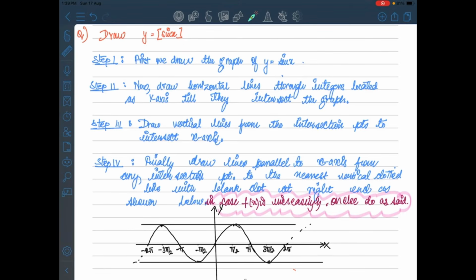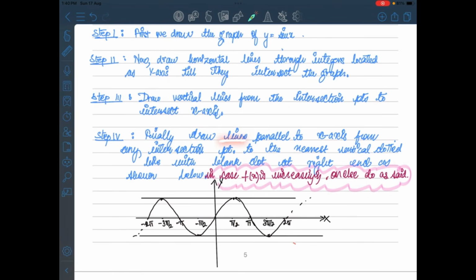Let's see. The first step is to draw the line y is equal to sine x. Of course, all of you know that, I hope. After that, you draw the horizontal line through the integers. Here, luckily, only 3 integers. This and this are there. The third step is draw vertical lines from the point of intersection. So, wherever it is intersecting, as you can see, you will draw vertical lines, right? Like this. And the final step is to draw the line parallel to x-axis from any intersection point to the nearest vertical dotted line with blank dot at the right end as shown.